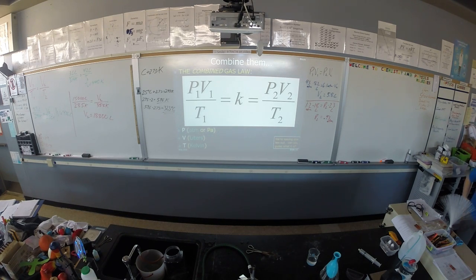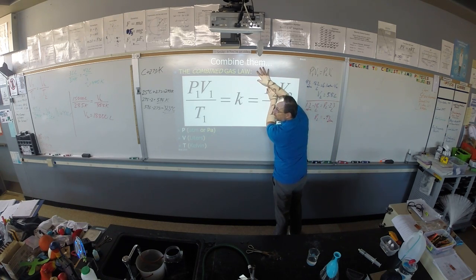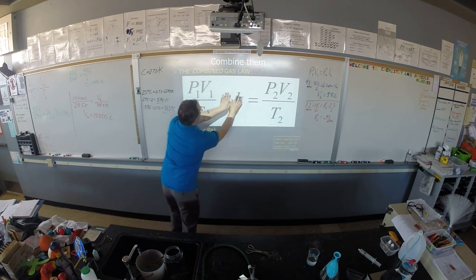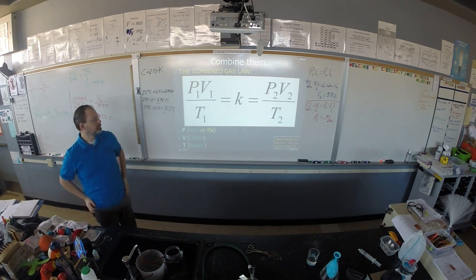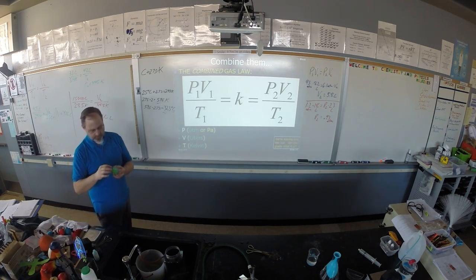Frequently the constants just get dropped, but the combined gas law is this: P1 V1 over T1 equals a constant. But textbooks usually show it like this: P1 V1 over T1 equals P2 V2 over T2. It's some number. It basically means these three things, their product or their quotient, is a constant. So that number becomes that constant. Question? No. Okay.